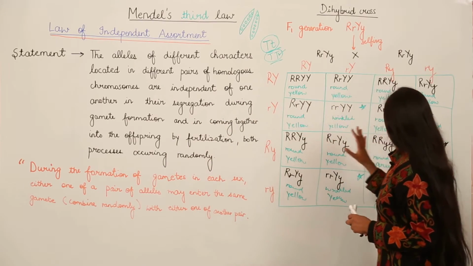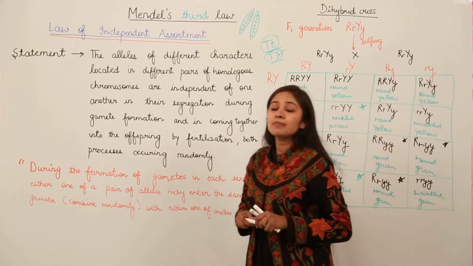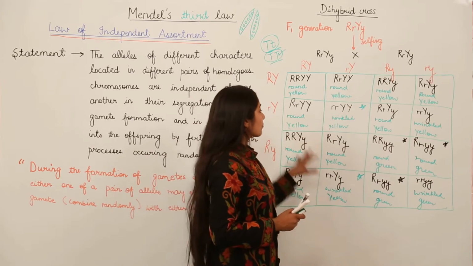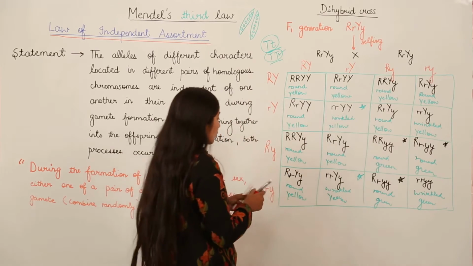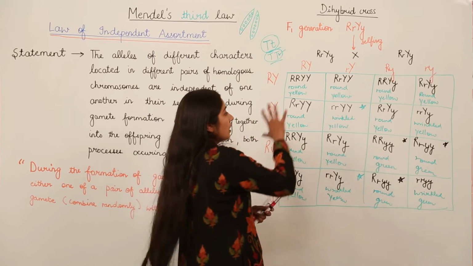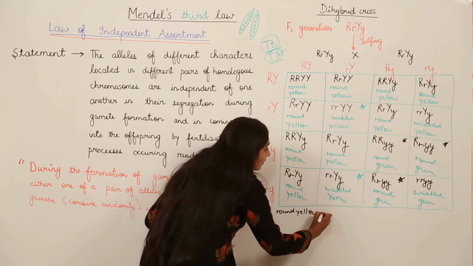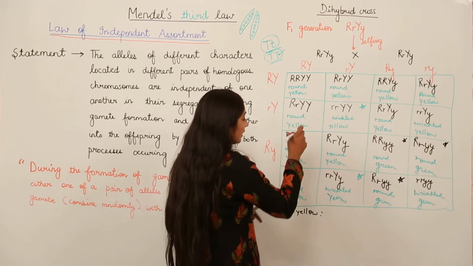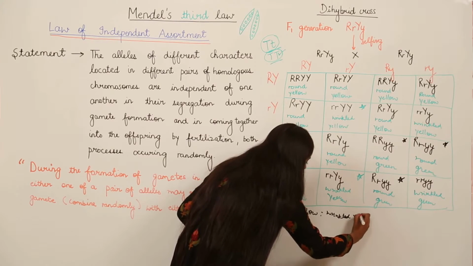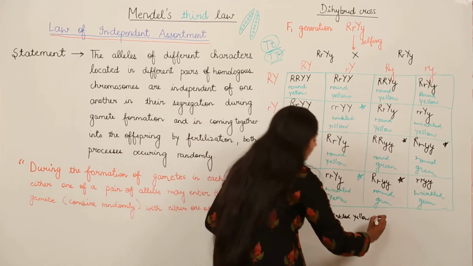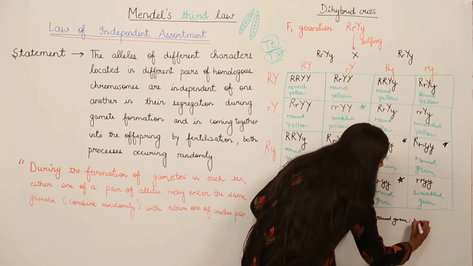So here we are going to arrive only at the phenotypic ratio, because comparing all the genotypes would not be easy. So when you look at the phenotypic ratio, what are the possible combinations you have seen? We have round yellow, right? And then we have wrinkled yellow. We have also round green. And we have wrinkled green also.